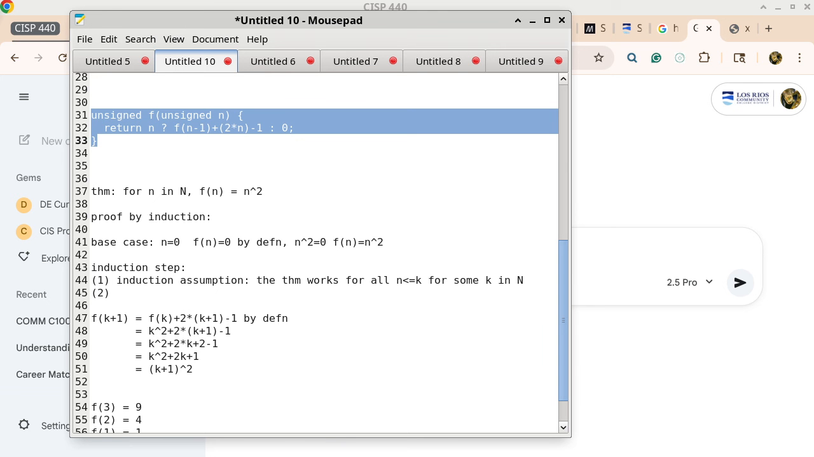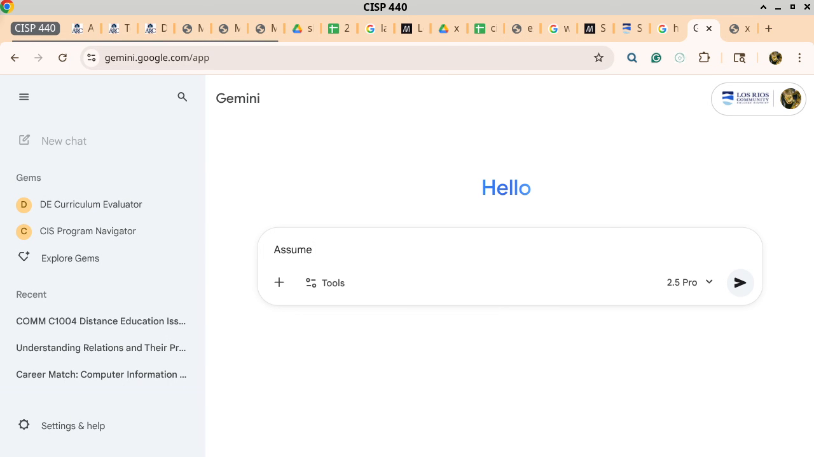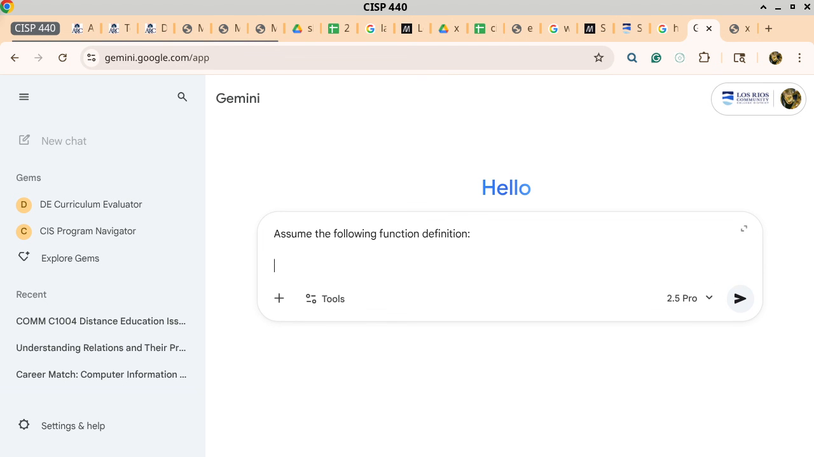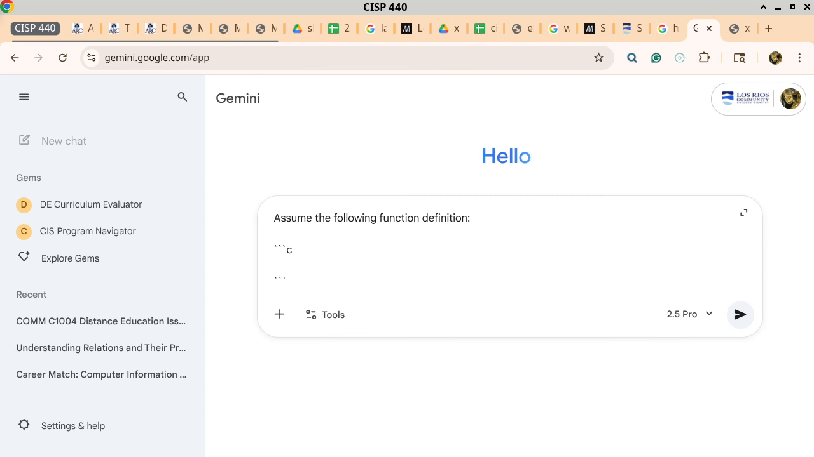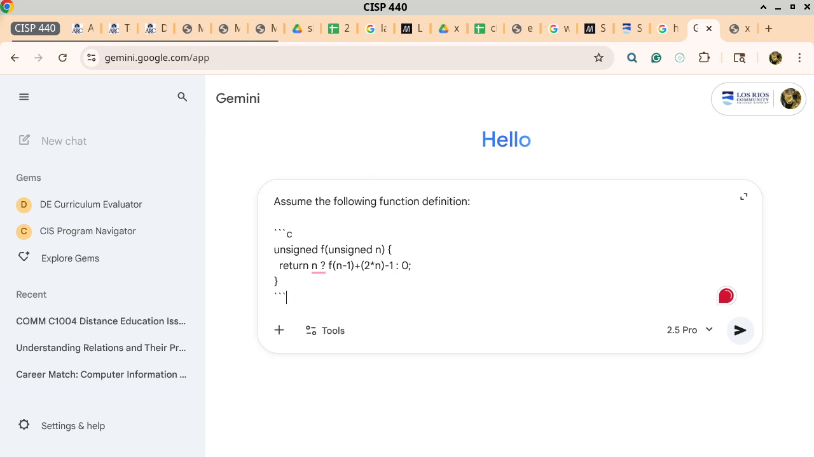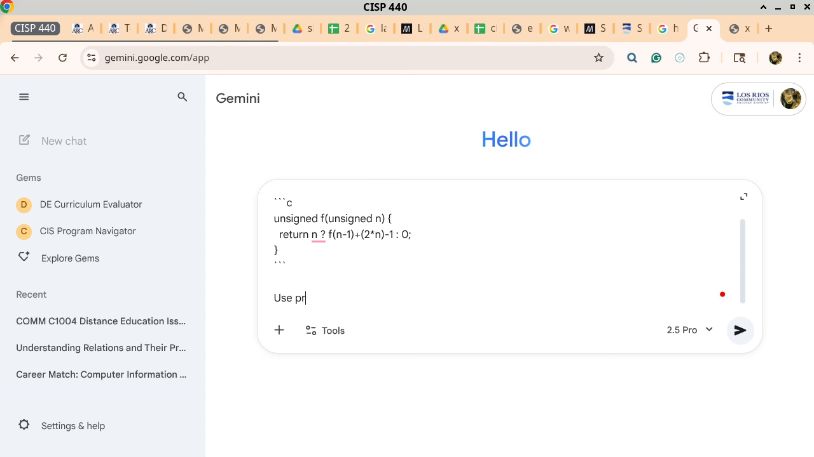Copy, switch back, the following function definition. This is C code, so I give it a C block here. All right. Then I'm going to say use proof by induction to show that f of n equals n squared for all natural numbers n.